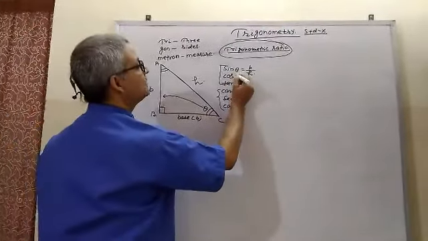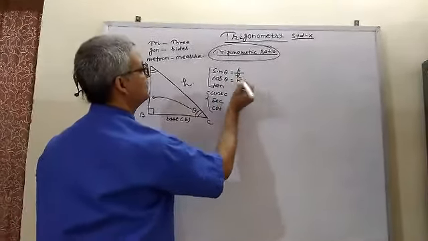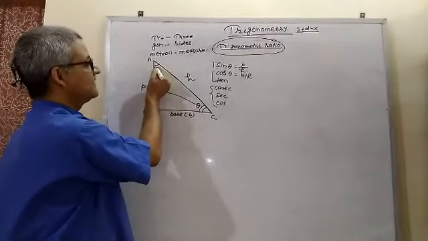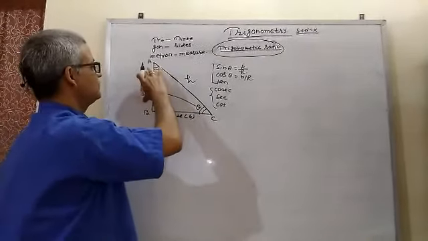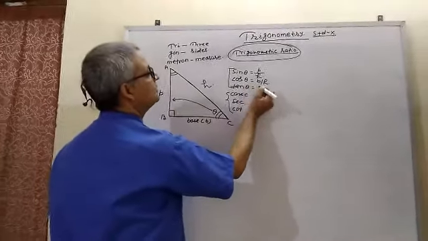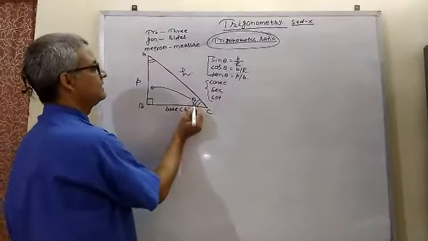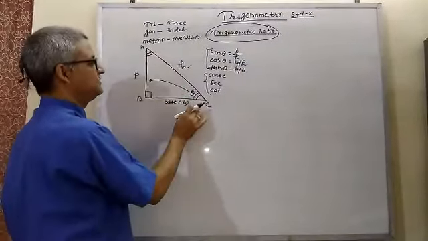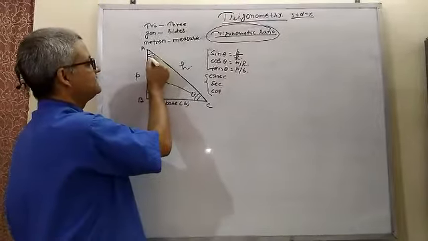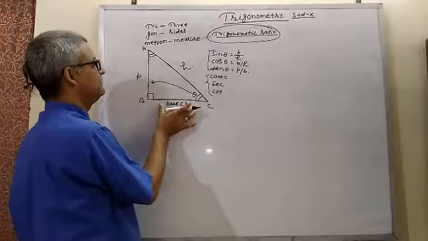Similarly, cos theta is equal to base by hypotenuse. If this is the reference angle, then cos theta is equal to BC by AC. And if you take this as the reference angle, then cos theta will be equal to AB by AC. Tan theta is perpendicular by base. If this is the reference angle, then tan theta is equal to AB by BC. If this angle is theta, then the perpendicular will be BC, so in that case it will be BC by AB.